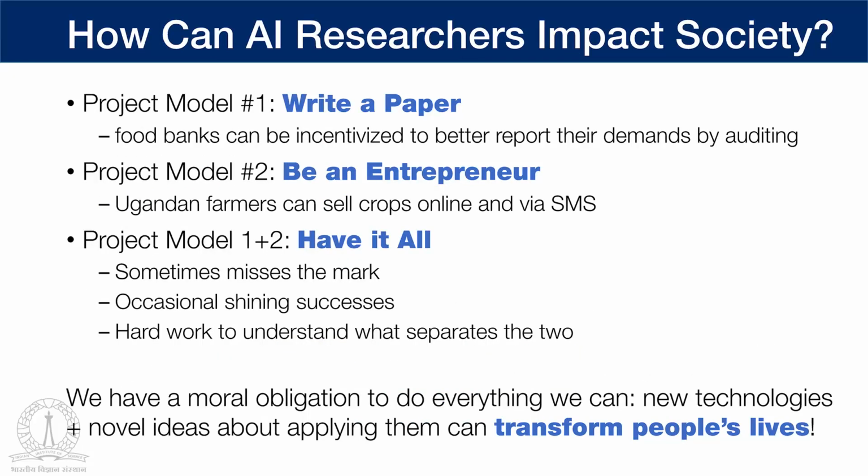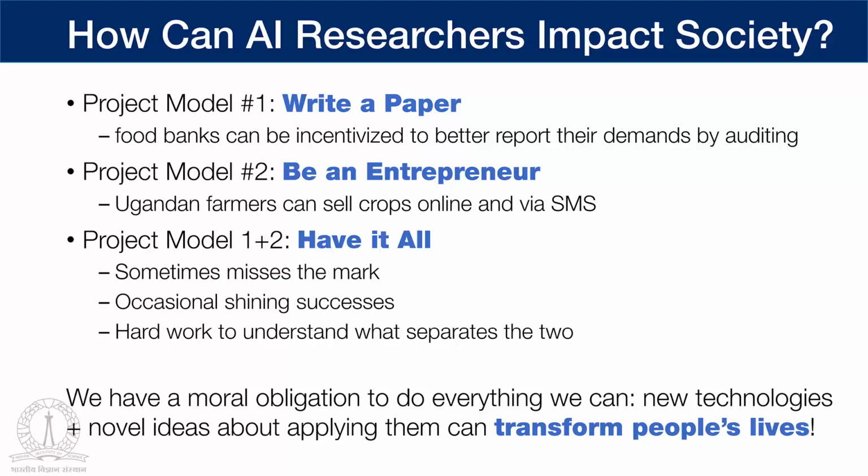So this is my conclusion slide. In the end, I think AI researchers can impact society by trying to write a paper. And I gave you an example of an attempt that I did to write a paper for food banks that did some nice theory and might someday move the needle for food banks. They could try to be an entrepreneur. That can make it hard to write a paper. Although I will say, I'm surprised in this second project, we really didn't try very hard to ever publish anything. We really just tried to do something that would make a difference.